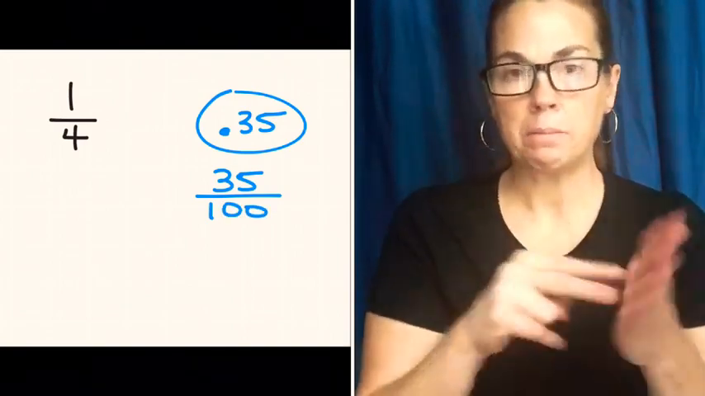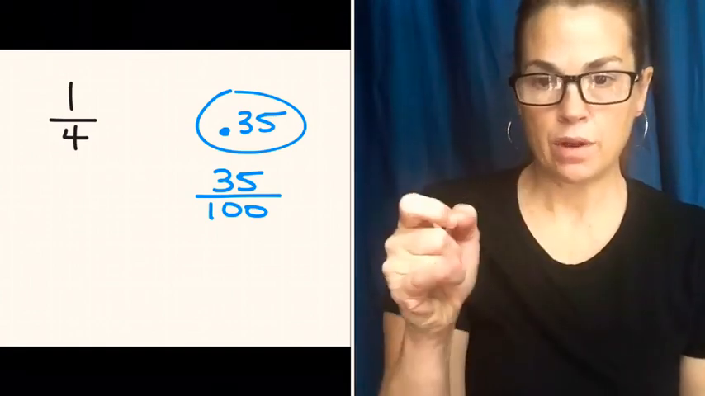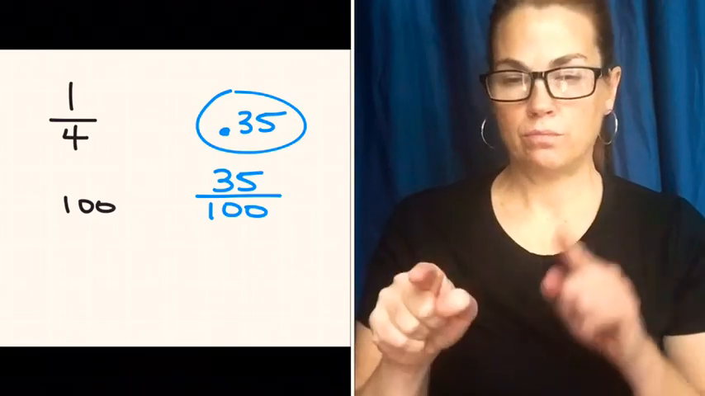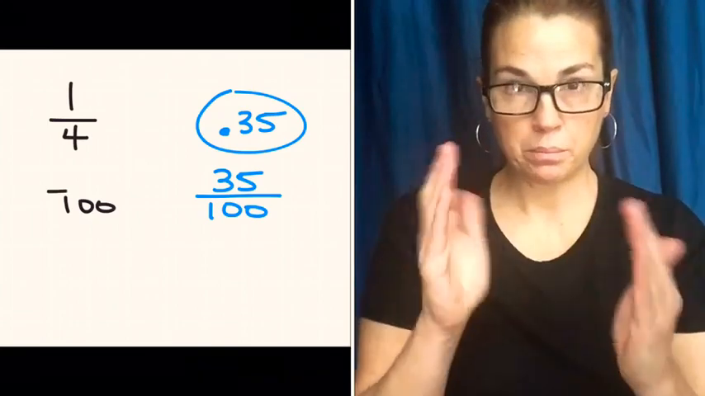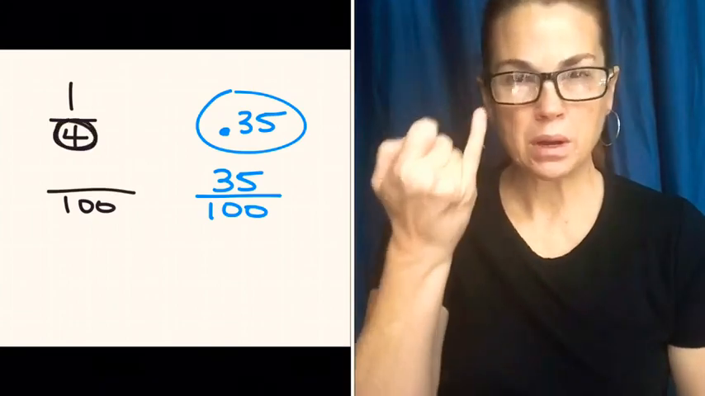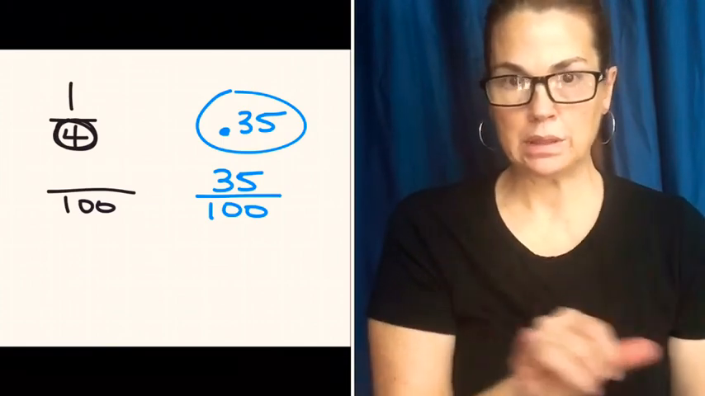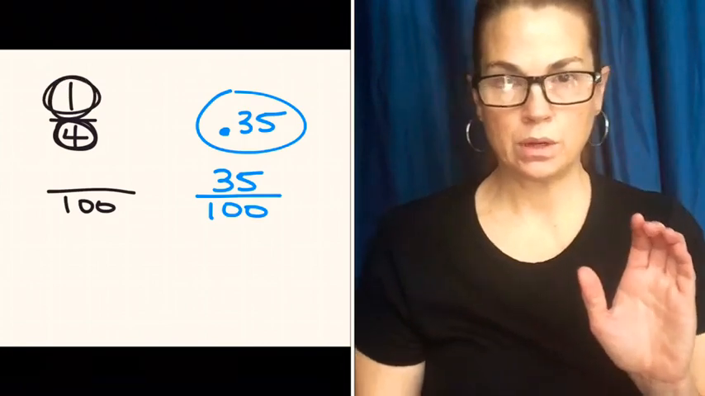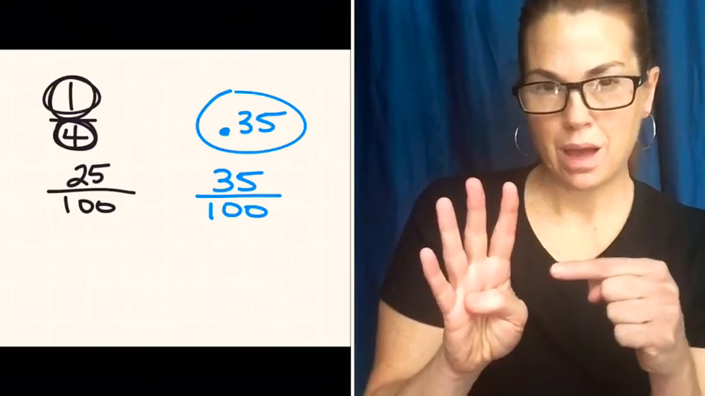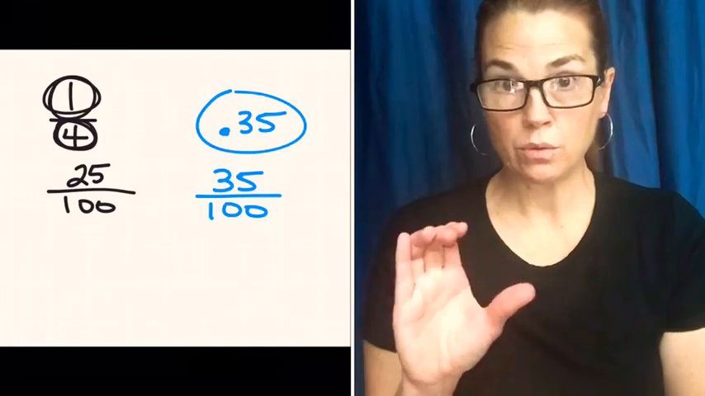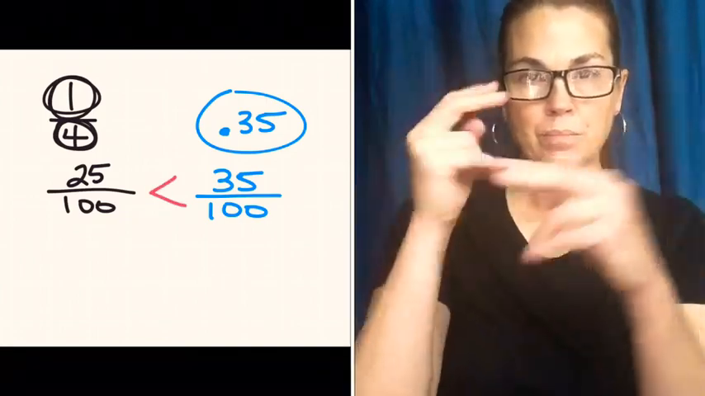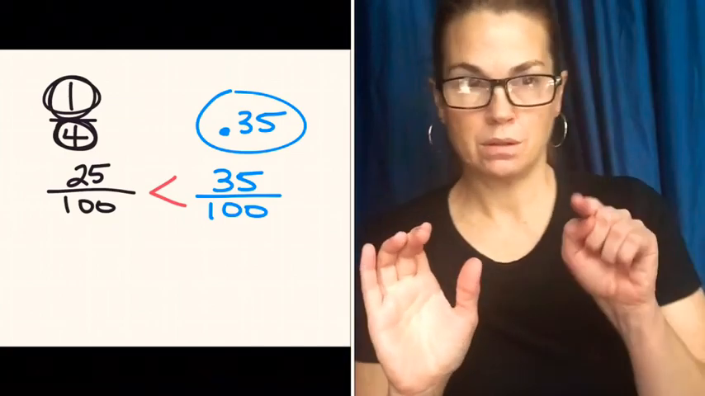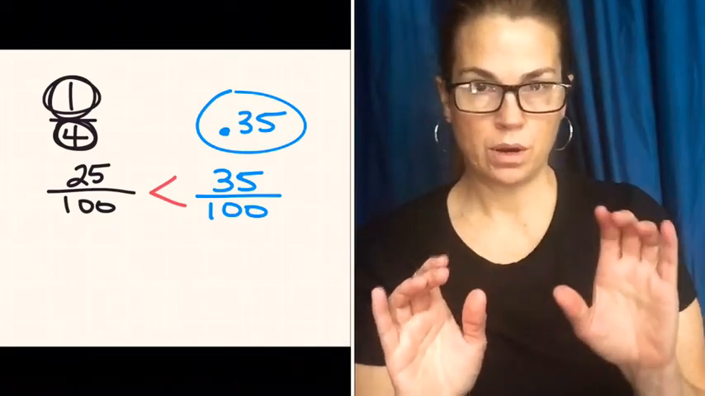Now to compare these two fractions, it would help if I made 1/4 share a common denominator with 35 hundredths. So to change my denominator of 4 to 100, I multiplied by 25. I should do the same thing to my numerator, and it would become 25. 25 hundredths is less than 35 hundredths. 25 hundredths has fewer parts than 35 hundredths, so therefore it's less.